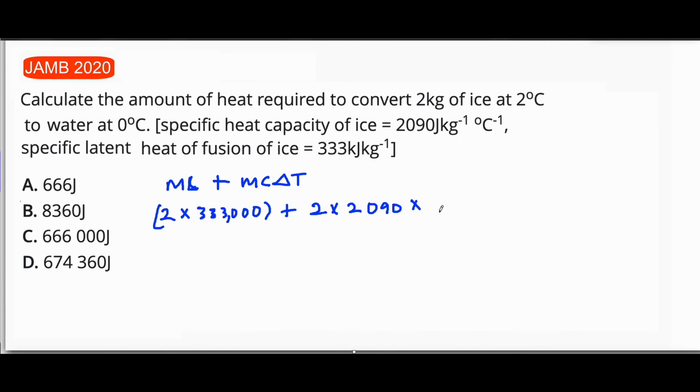What is the difference in temperature? There you say 2. Good. So you're going to punch in your calculator 2 times this plus 2 times this, and you're going to arrive at your final answer, 672,360 joules. That is the total amount of heat required in this question. So the answer, option D, is the right answer.